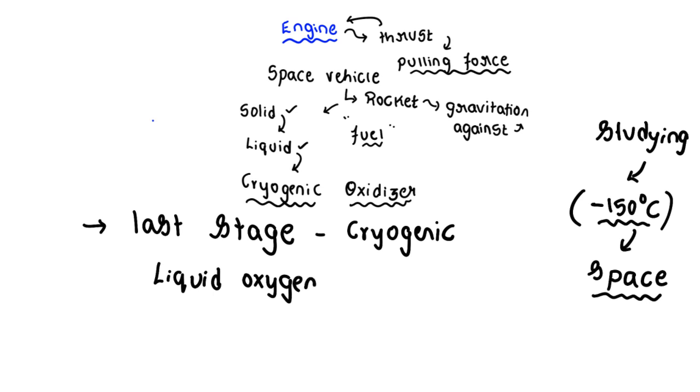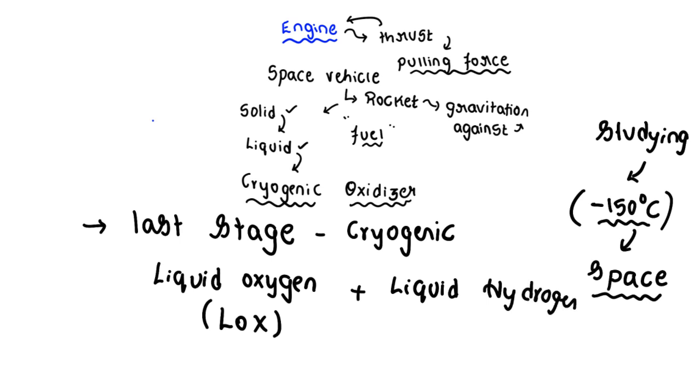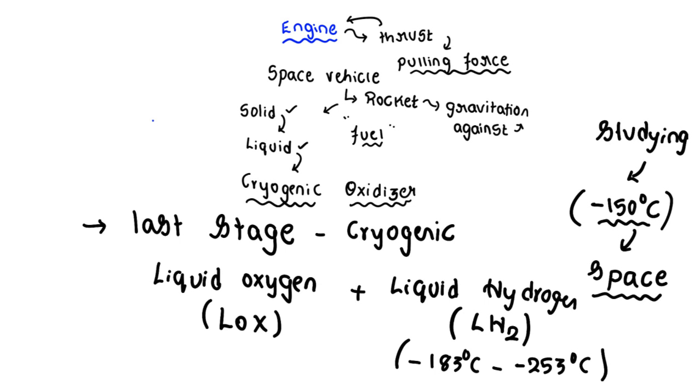In cryogenics we use liquid oxygen, also written as LOX, and liquid hydrogen, also written as LH2. Actually, these two act as propellants and they liquefy somewhere around minus 183 degrees Celsius to minus 253 degrees Celsius. Clear? They can be stored in these extreme critical conditions.